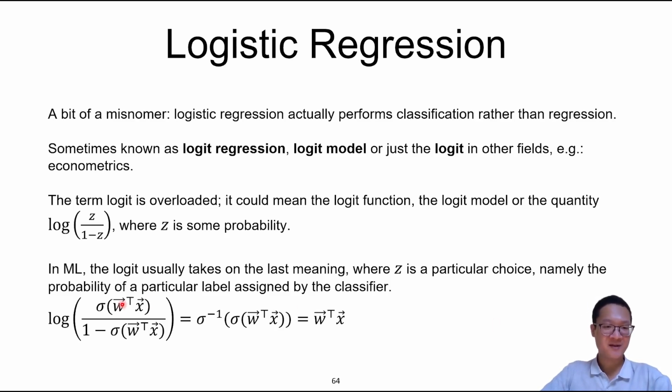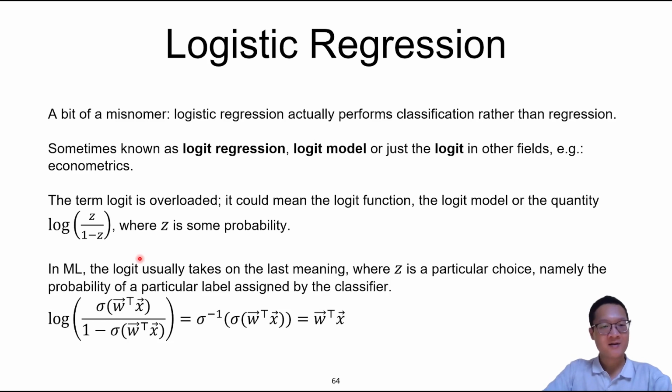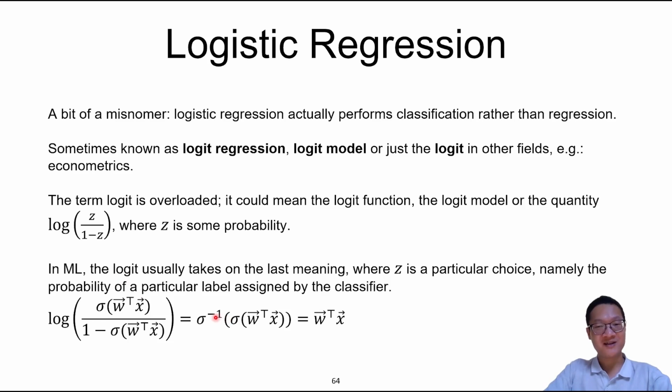If we simplify this a little bit, remember z is the probability, which is basically sigma of w transpose x. If we plug that in for z and simplify, we basically just get sigma inverse of sigma. I'm not showing every step here. Previously, I told you that sigma inverse equals this function. So if you take the inverse function and plug in the function itself, you just get w transpose x. So in machine learning, logit really means the quantity w transpose x before we squash it between 0 and 1.